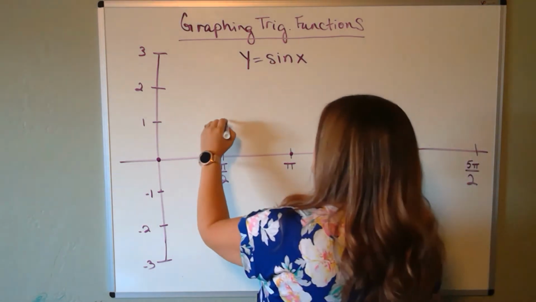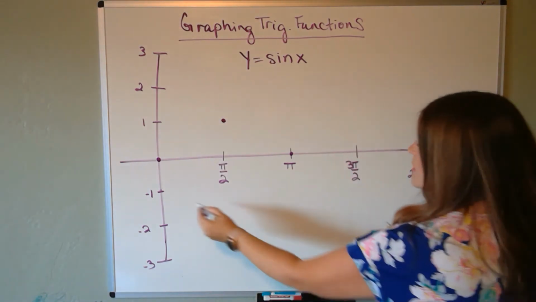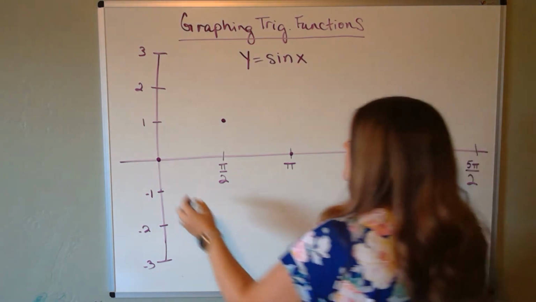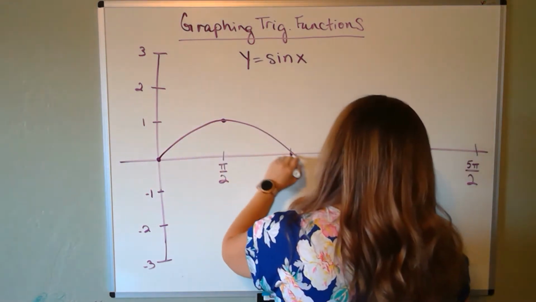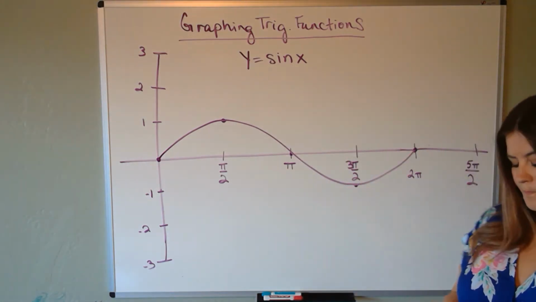Remember, the first point it hits is high. It goes up to 1 at pi over 2. And at 3 pi over 2, it hits a low point of -1. Then we can fill in this wave. And this is our basic sine function.